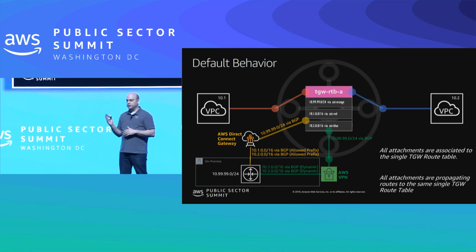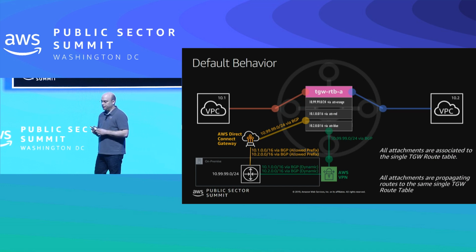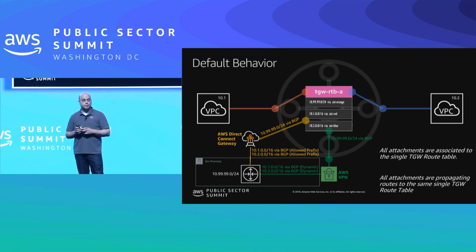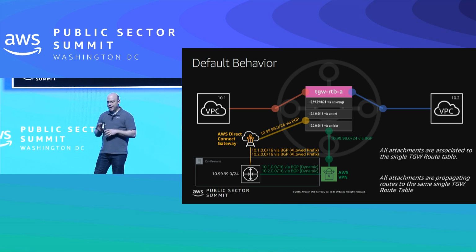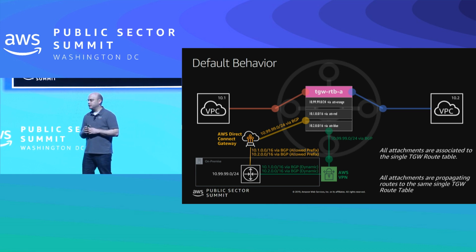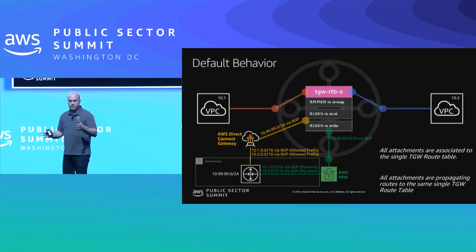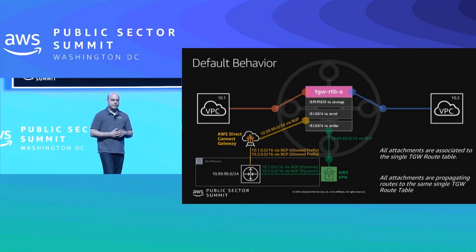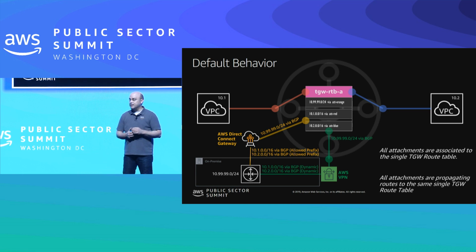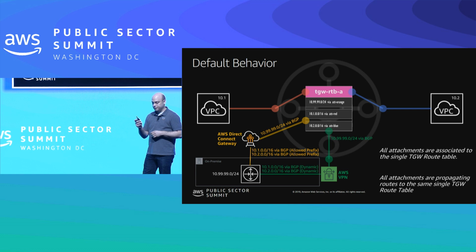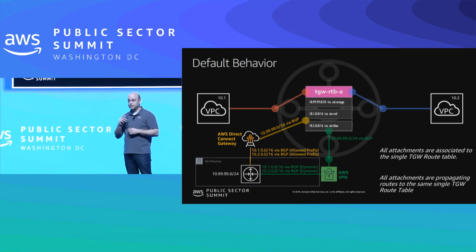This is what a default configuration might look like. All of the attachments are associated to a single TGW route table. All the attachments are propagating to that same default route table. And you'll note that although I have 4 attachments, I only have 3 entries in the route table. The on-premises environment is using Direct Connect as a primary connectivity point and a dynamic AWS site-to-site VPN configuration as a backup. In this case, the Direct Connect Gateway route advertisement is what is installed in the route table, which brings us to the question of how do we select best path?